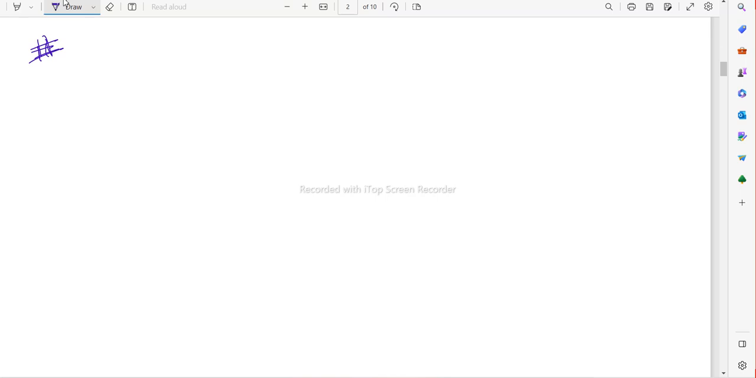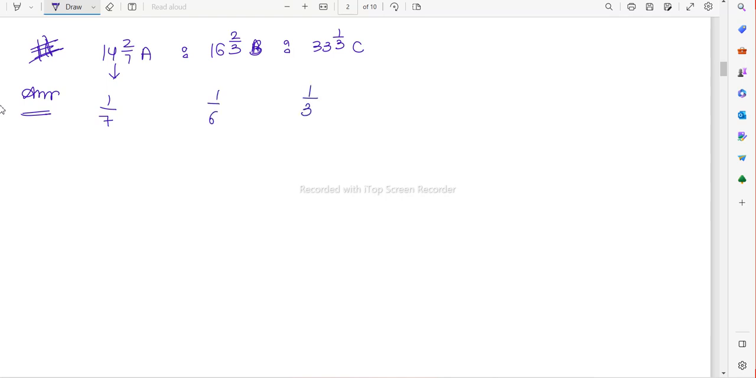Okay, let me give you another question. 14 2 by 7 of A. Here you have to apply the formula of percentages. 16 2 by 3 of B ratio 33 1 by 3 of C. Okay, how you are going to do this? Then here you know that this is going to be 1 by 7, this is going to be 1 by 6, and this is going to be 1 by 3. We have studied ratio or percentages, okay, and in percentages I have told you this, okay.